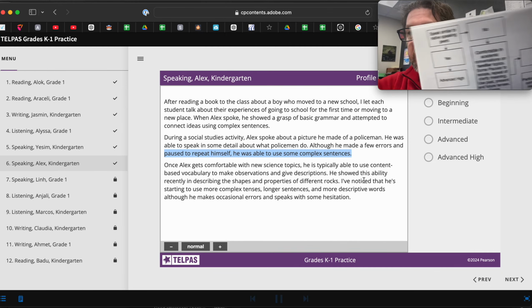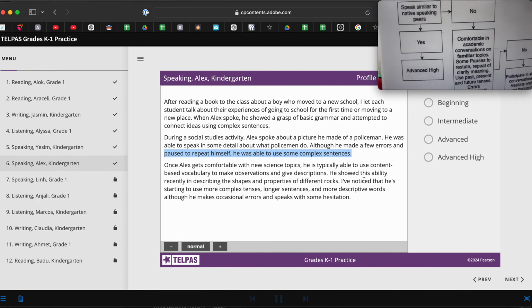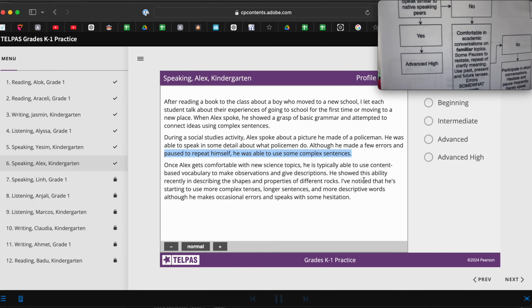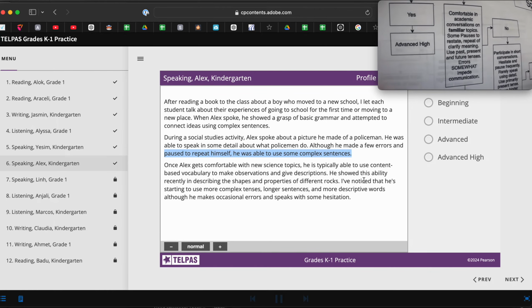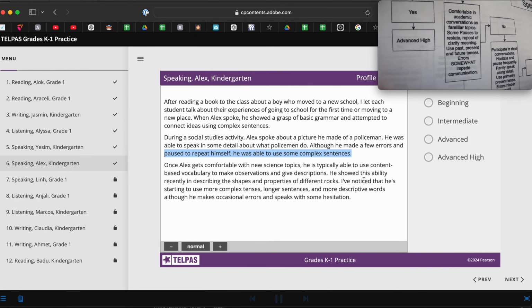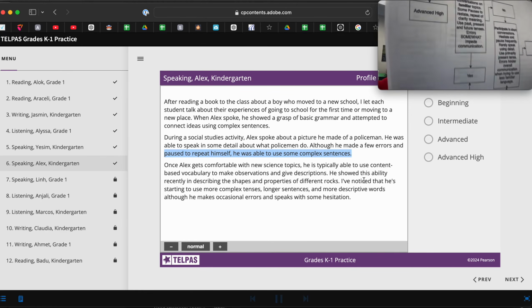Is he speaking similar to native speaking peers? No. Is he comfortable in academic conversations on familiar topics? Some pauses to restate, repeat, clarify meaning, use past, present tense, and future tense. Errors somewhat impede communication. Yes. Okay, that would be advanced.